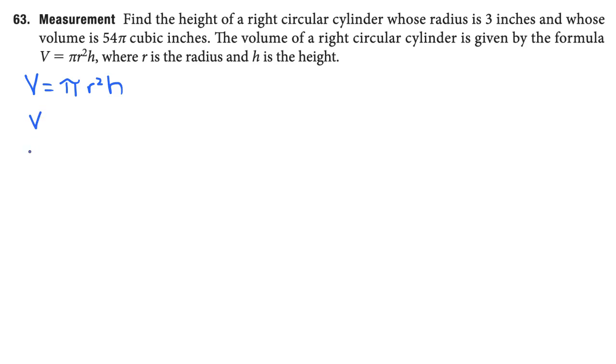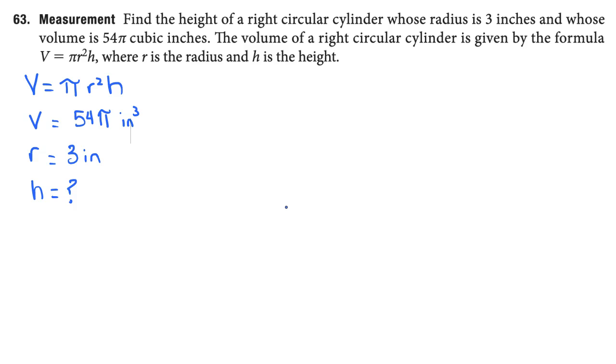So we have V, and pi is just a number, so it's not a variable. So I'm going to leave it in there. It's not going to be listed here. R, and we have H. Okay, V, R, and H. Okay, so find the height. Right away, I know that I'm finding the height, so that's the question mark. Of a right circular cylinder whose radius is 3 inches. So we've got 3 inches. I'm going to put inches so that I remember what my unit is. And whose volume is 54 pi cubic inches. Inches cubed. Okay, so that's my unit. So my unit I'm working with is inches.